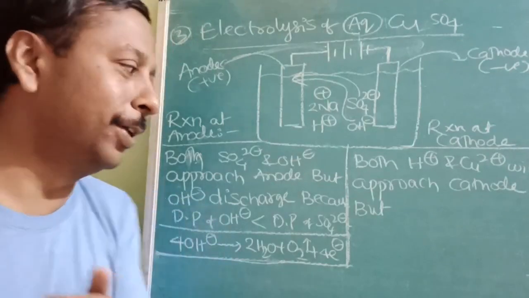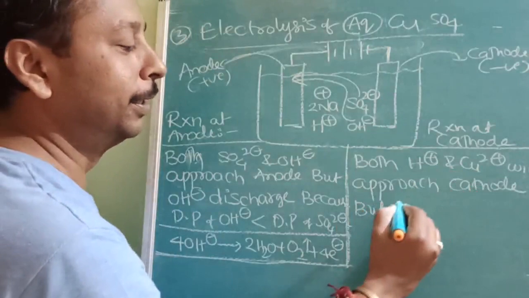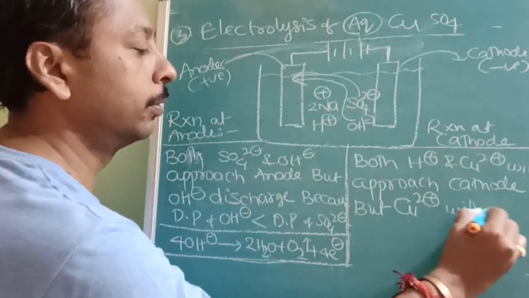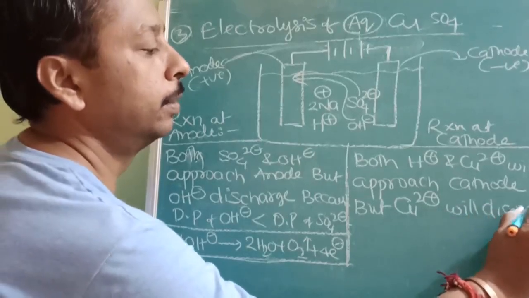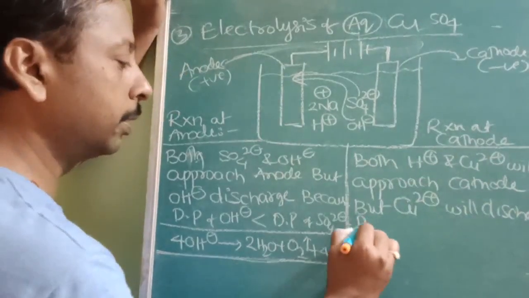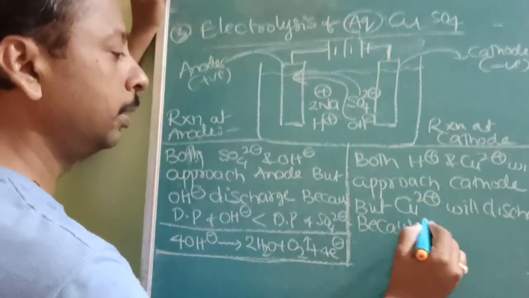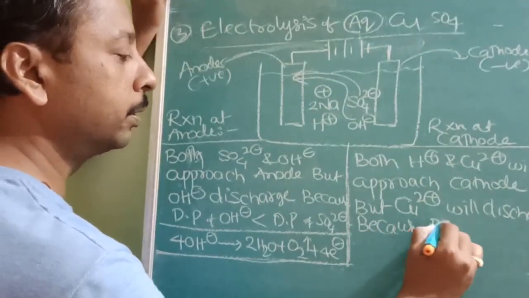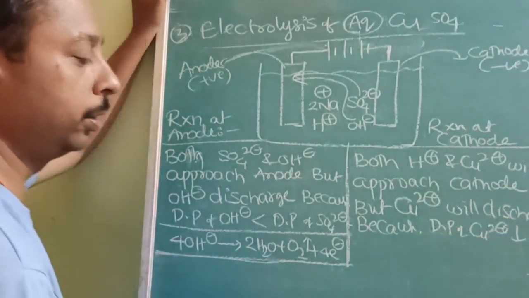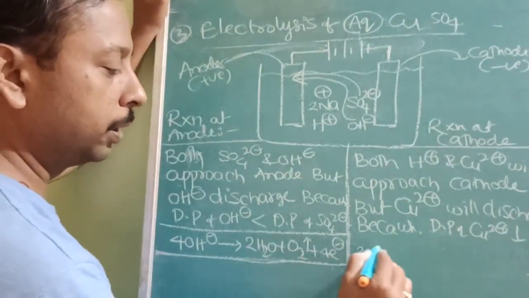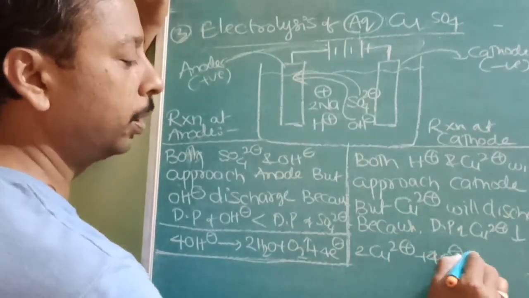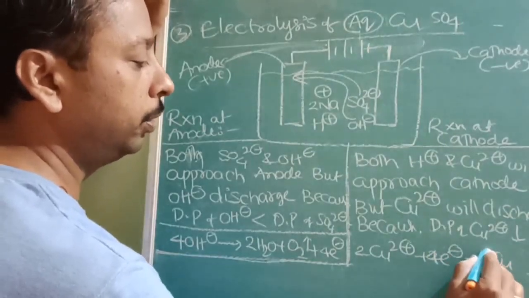Now let's see about the copper. Copper 2 plus will discharge, because of the ease of discharge I told you. Why? Because the discharge potential of copper 2 plus is less. I am just writing like that. Now, 4 electrons are there, so 2 Cu2 plus plus 4 electrons gives 2 Cu.